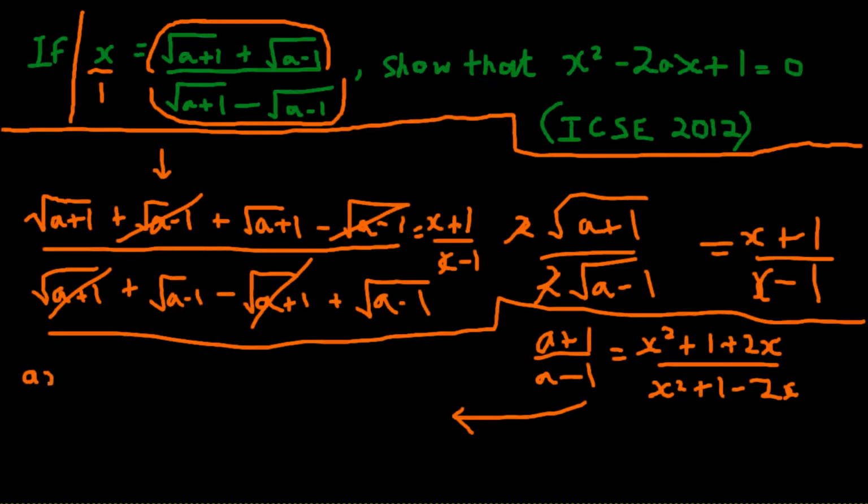ax square plus a minus 2ax. Don't worry, most of all of this will get cut out. You'll see that in a minute. Plus x square plus 1 minus 2x. All this is equal to, sorry, I'm writing it below.